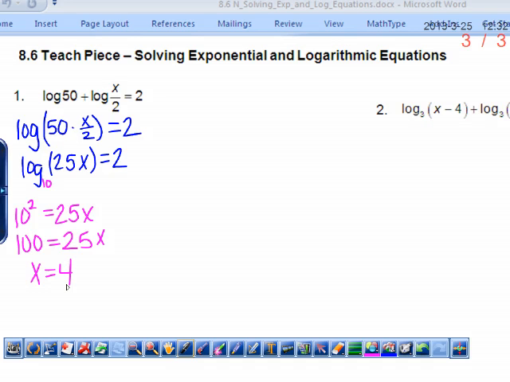No, it's still going to be positive, so that's our solution. Blake? Could you change 2 to log base 10 of 100? Sure. Other questions? All right, let's look at number 2.